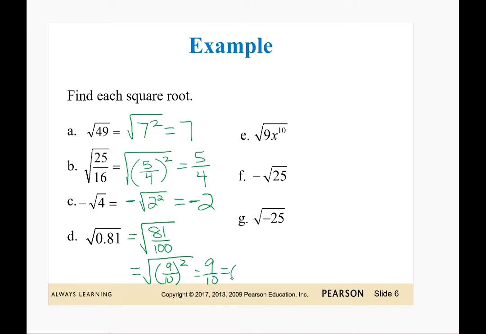And if you wanted to, you could write that as a decimal. I just kind of default that way, just because I know having that base of 100 is a perfect square. So I usually just write that as a fraction.